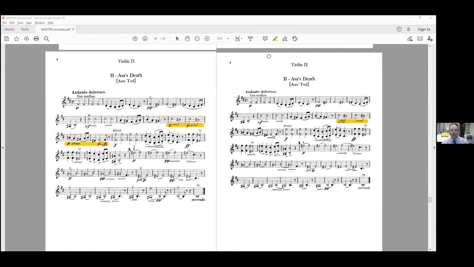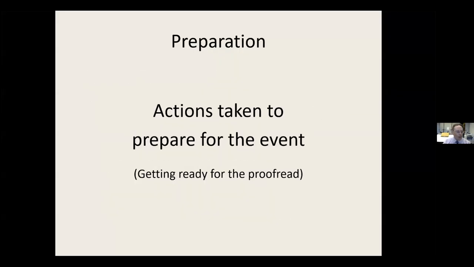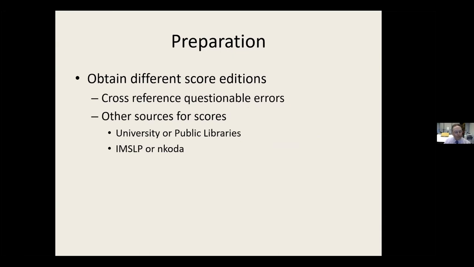And let's see, I can go back here. Preparation, the preparation phase of the disaster: what can we do to get ready for the proofread? If you are going to proceed with proofreading an older piece of music, I would really caution you to research and obtain as many score editions as possible, including piano reductions. Cross-referencing the other editions will help you with questionable note errors. And remember, university libraries, as well as some of the digital uploads like IMSLP or Encoda, are good resources for editions that may be out of print or not readily available.